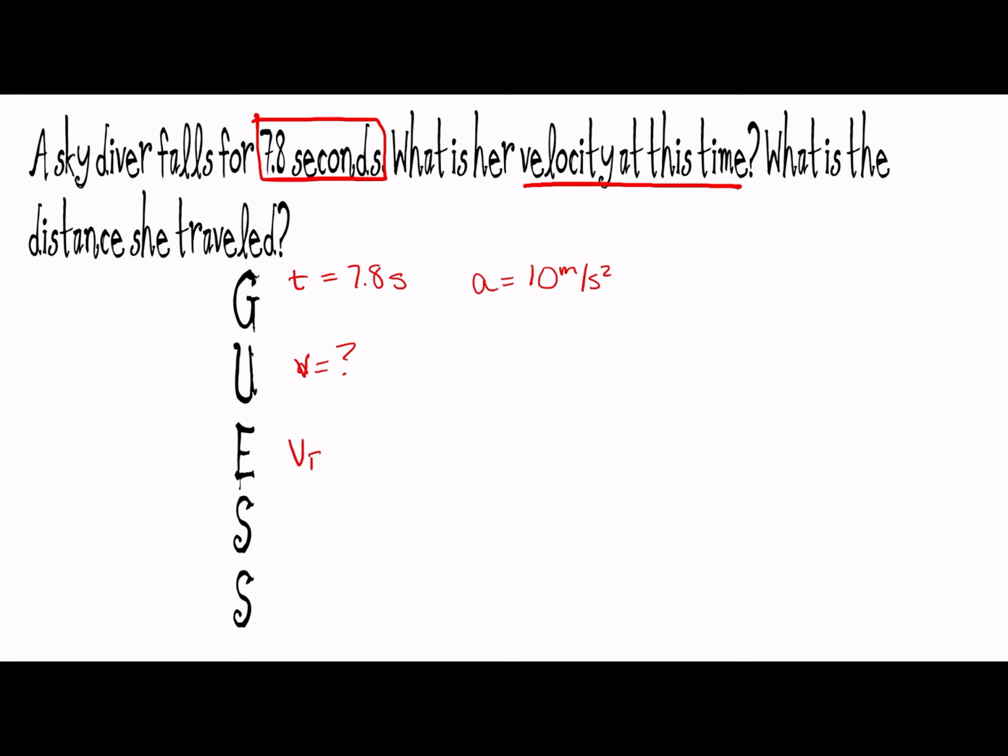So the equation that we're going to use is v final is equal to acceleration times the change in time. V final is equal to 10 meters per second squared times 7.8 seconds. So the final velocity is 78 meters per second.